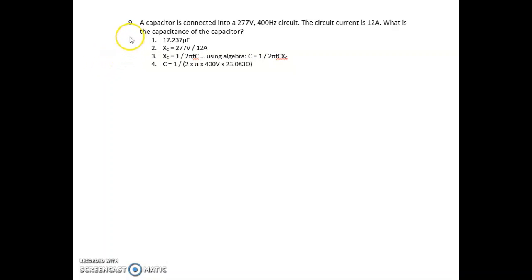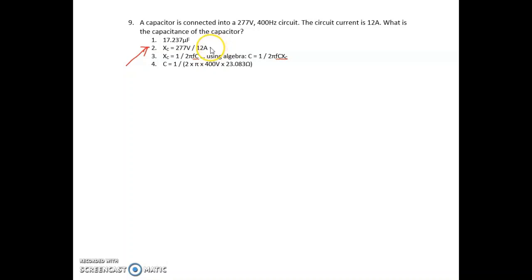Number 9. A capacitor is connected into a 277 volt 400 Hertz circuit. The circuit current is 12 amps. What is the capacitance of the capacitor? This is very similar to what we saw in an earlier question. So we use Ohm's law to figure out the capacitive reactance. That's this step here.